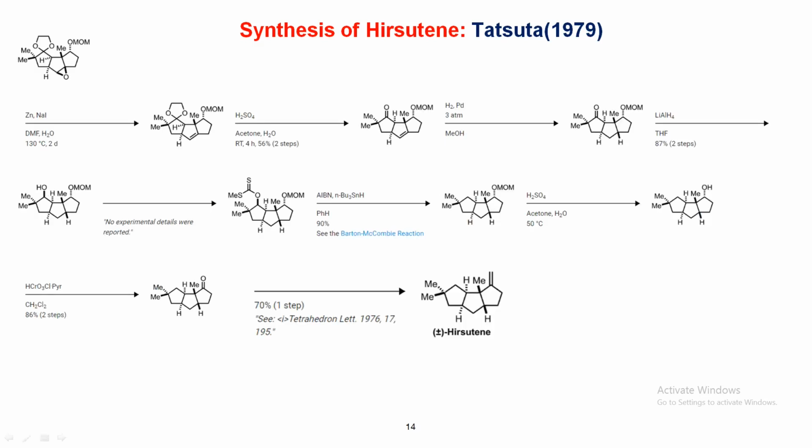Now zinc iodide would make this a carbon-carbon double bond, followed by this reprotection. Then again, all these parts are covered in the question, and they have completed the Rishitin synthesis.